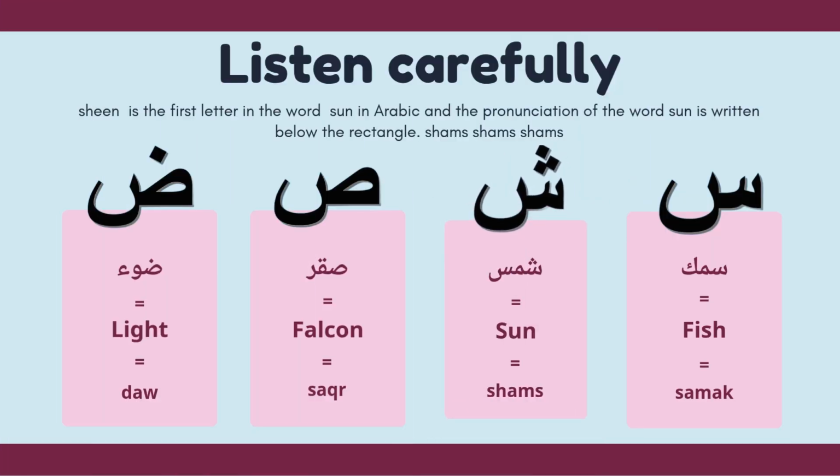Sheen is the first letter in the word sun in Arabic, and the pronunciation of the word sun is written below the rectangle. Shams, shams, shams.